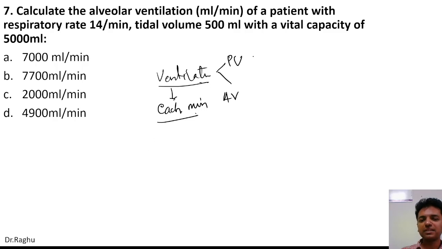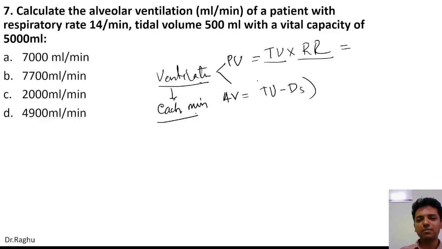So how do we calculate the ventilation? Pulmonary ventilation is calculated as tidal volume multiplied by respiratory rate, because tidal volume is the amount of air which a person is inhaling in each breath. If I multiply it with respiratory rate, I am going to get the amount of air a person inhales and exhales in each minute. But what is alveolar ventilation? Alveolar ventilation is tidal volume minus the dead space. I'm removing dead space here because I don't want to take into consideration that volume of air which is not taking part in the active exchange of the gases, multiplied by the respiratory rate.